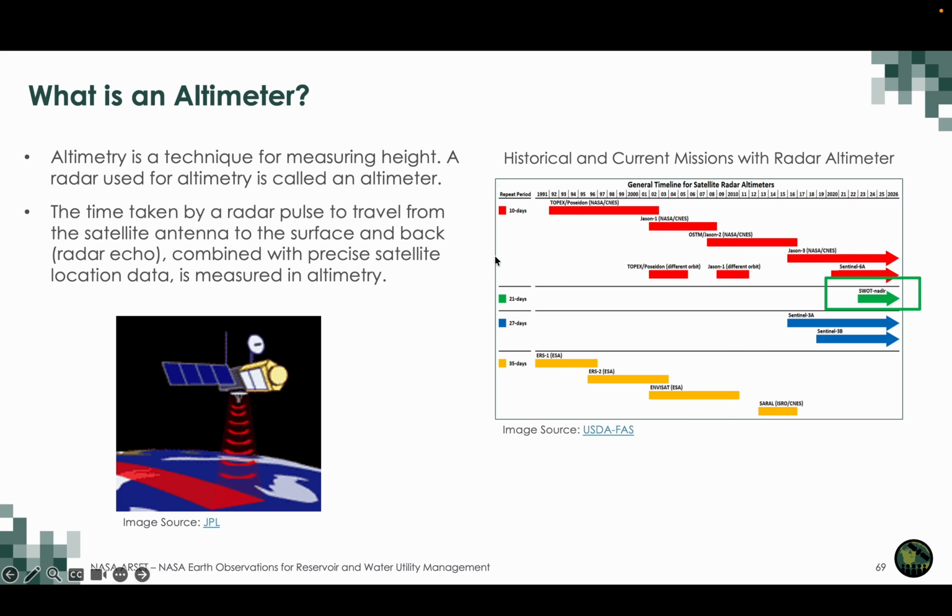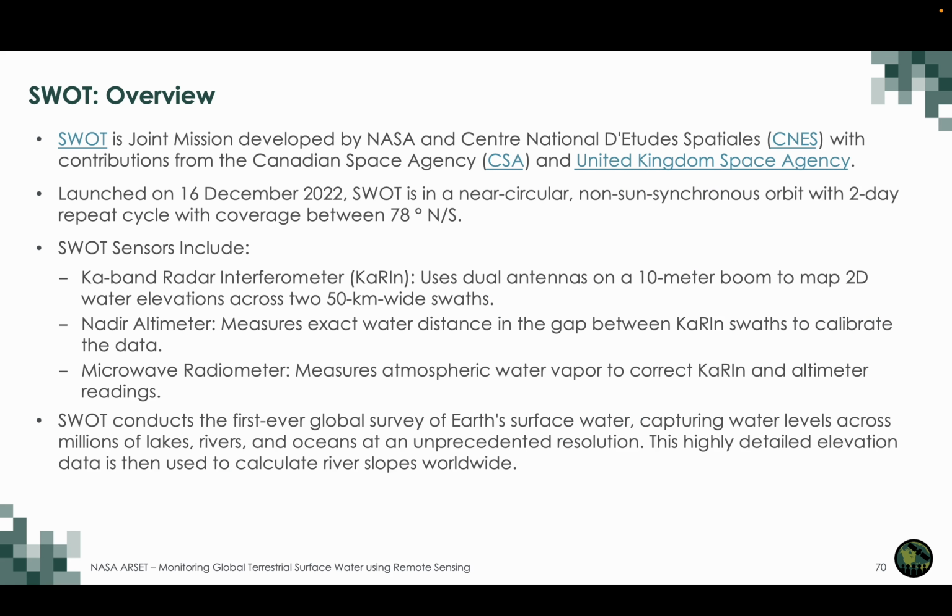Prior to SWOT, altimeters provided water level height in oceans and large lakes, lakes which are at least several kilometers in size. SWOT, however, is a unique mission that conducts the first ever global survey of Earth's surface water, capturing not only millions of lakes but also rivers along with oceans at an unprecedented high resolution. And this highly detailed elevation data is then used to calculate river slopes worldwide.